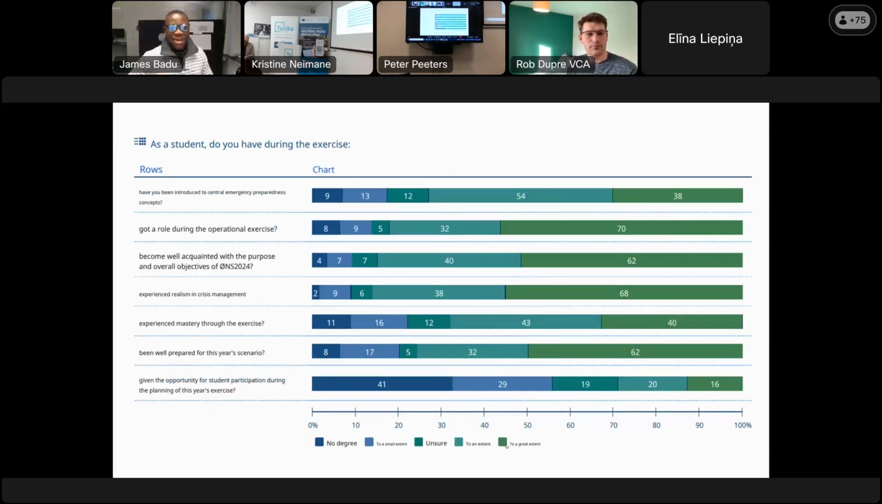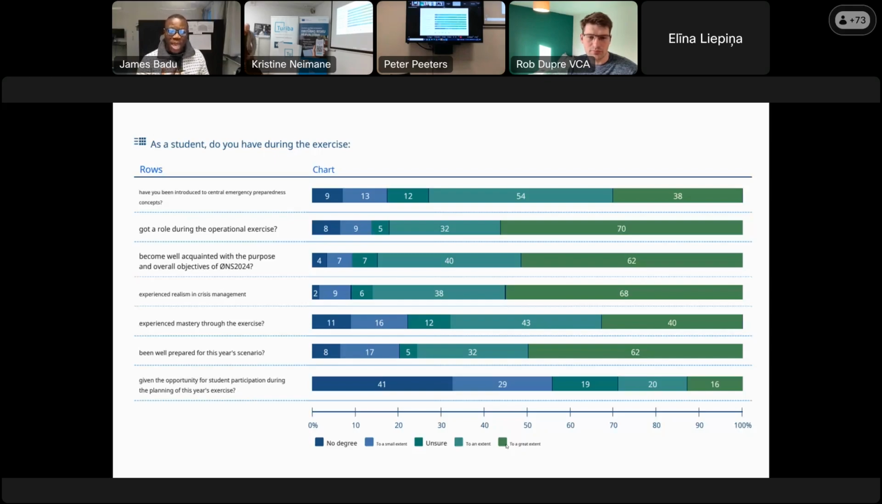And then this is the last part of the slide probably, and this has to do also with the evaluation, where we asked the students, have you been introduced into the central emergency preparedness concepts? Well, many of them said yes, but again, this is a big group, about 130 students. 9 and 13 were not so satisfied with the way we went through the emergency preparedness concepts and how we came out with the exercise.